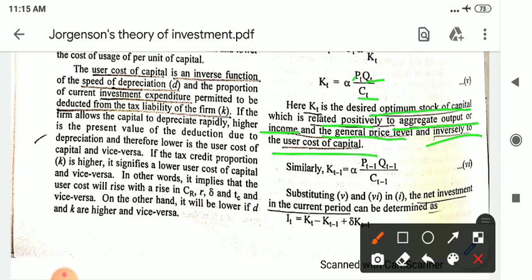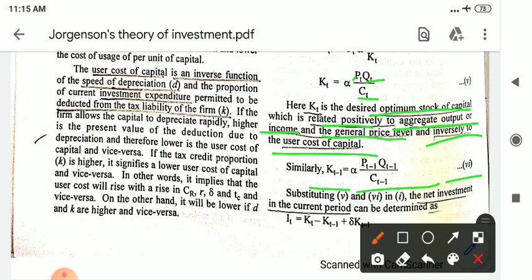In this way we find that K_t, the optimum stock of capital in T period, has a relation with the aggregate output, the general price level and the user cost of capital. As we have derived K_t, in the similar manner we can also derive K_t minus 1, which will be equal to alpha into P_t minus 1 Q_t minus 1 divided by C_t minus 1. Now this is equation number 6.